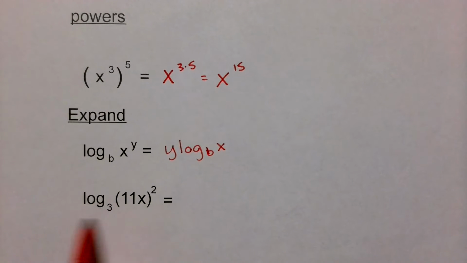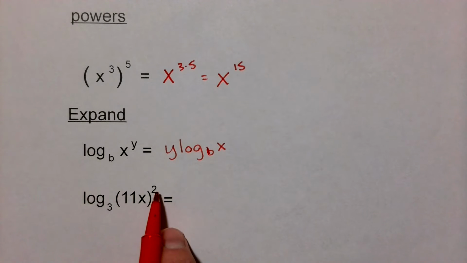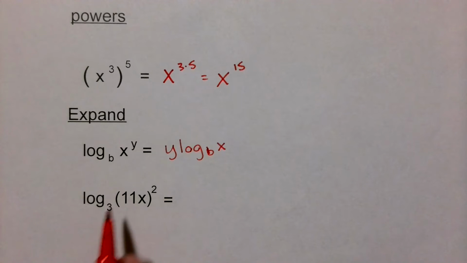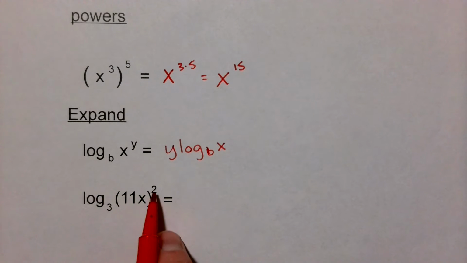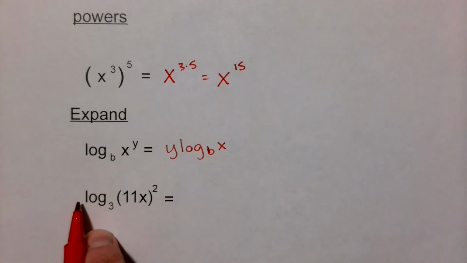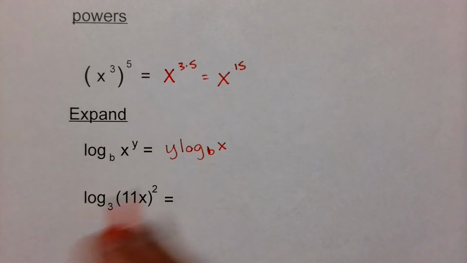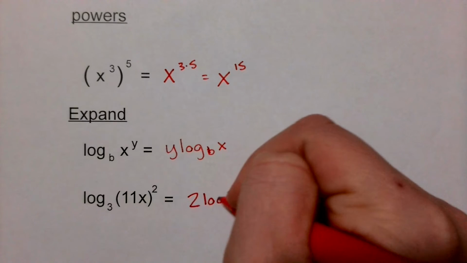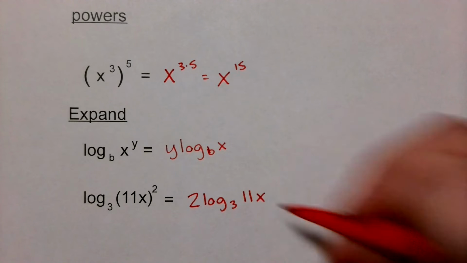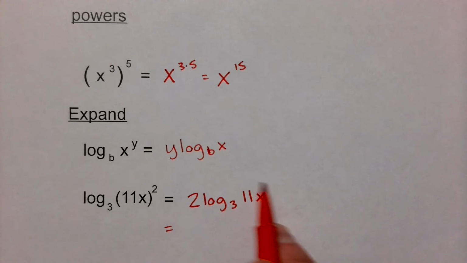So the last one here, using everything that we know. First of all, if I have this 11x all raised to the second power, I can either raise 11 to the second and x to the second and then expand them, or I can move the 2 out front right now. I just have to make sure that I attribute the 2 to both. So here's what I mean. If we're moving the 2 out front right now, we've got a 2 log base 3 of 11x. If I'm expanding completely, I still have multiplication in the argument.